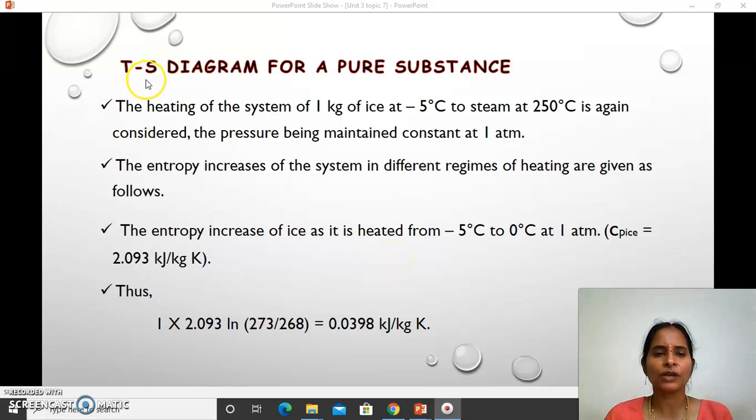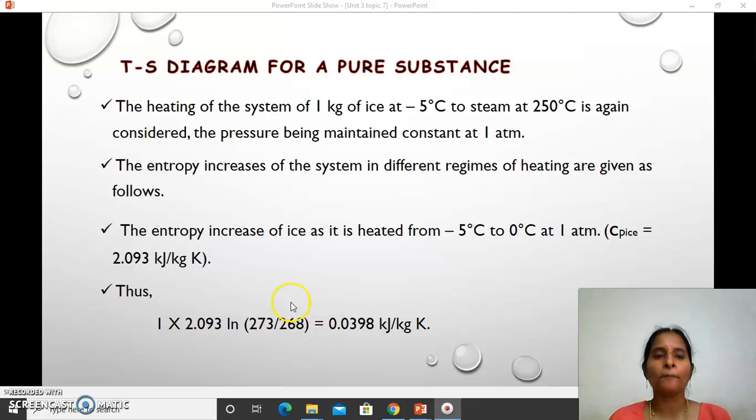Okay, so now we are entering into the TS diagram, how to draw the TS diagram for a pure substance. TS stands for temperature entropy diagram. T, you know very well, is temperature in degrees Celsius or Kelvin. Entropy is the word which you have studied in your second unit, right? Which tells about the degradation of energy. The unit is kilojoules per Kelvin.